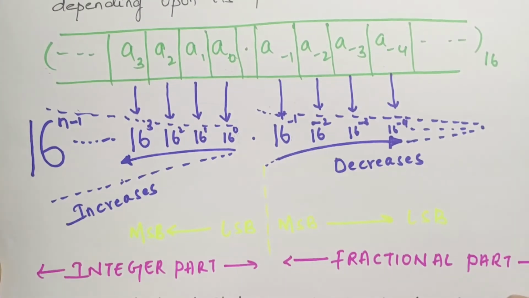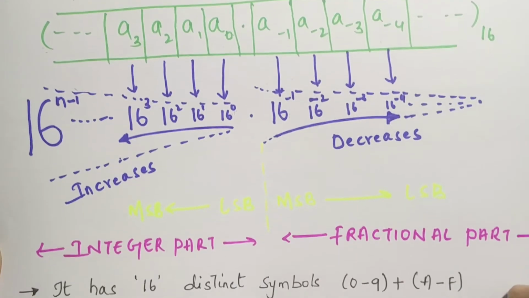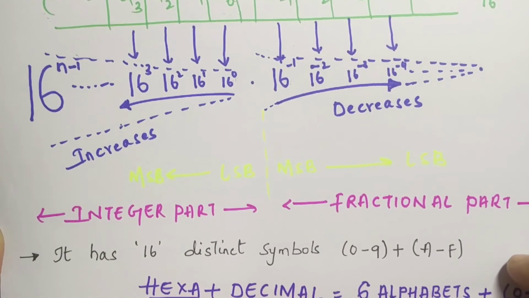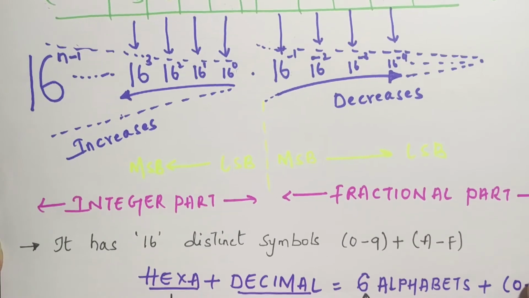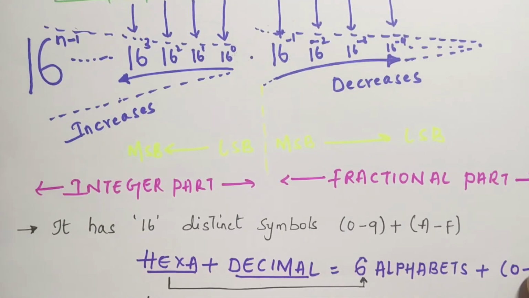A hexadecimal number consists of 16 distinct symbols because of the word hexadecimal. If you split hexadecimal, you will get two words, hexa and decimal. Hexa means 6, and those 6 are alphabets. Decimal means the 10 numbers in the decimal form.